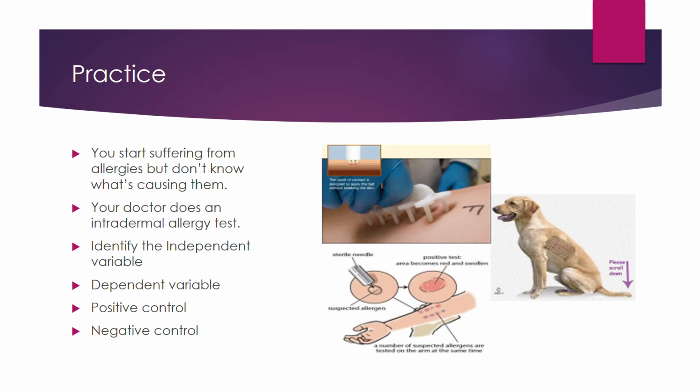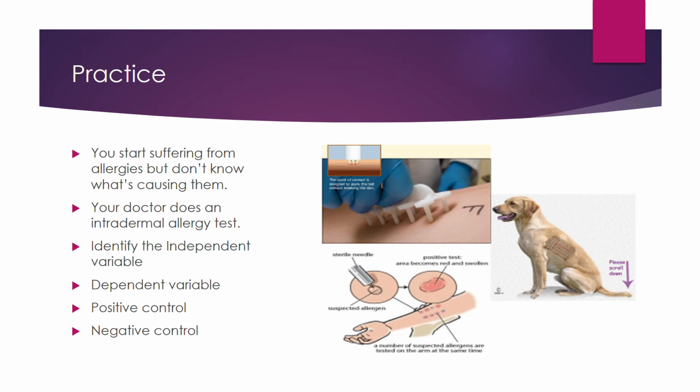So what I want you to do now is pause, and in a notebook, write down what's the independent variable, what's the dependent variable, what's the positive control, and what's the negative control. When you're done, hit play and we'll go over the answers.